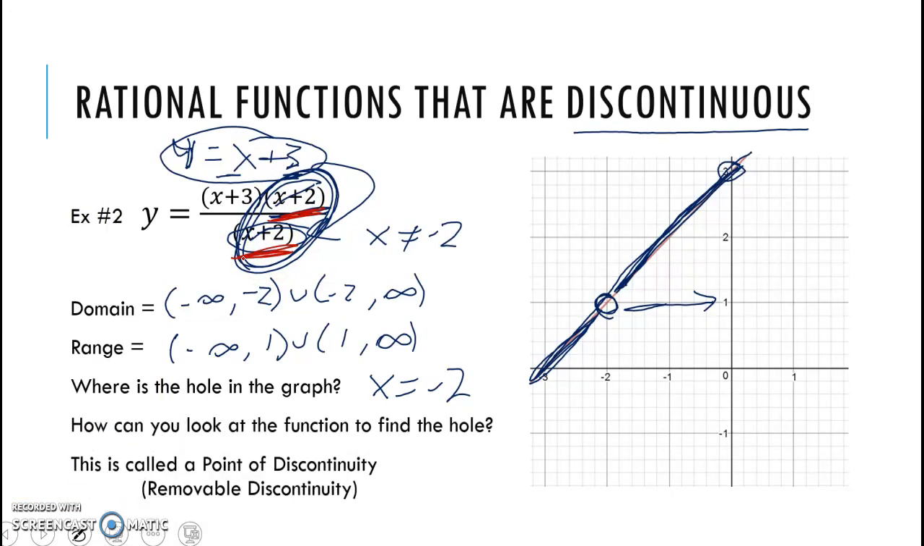And so here's a question that we should be able to answer. How can you look at a function and find the hole? Well, anytime you have a factor on top and a factor on the bottom that could be equal to 0 somewhere, and it cancels out, there's going to be a hole at that spot. That's called a point of removable discontinuity. Okay? And there's the hole.